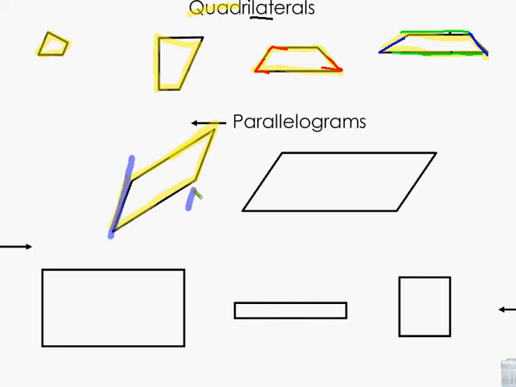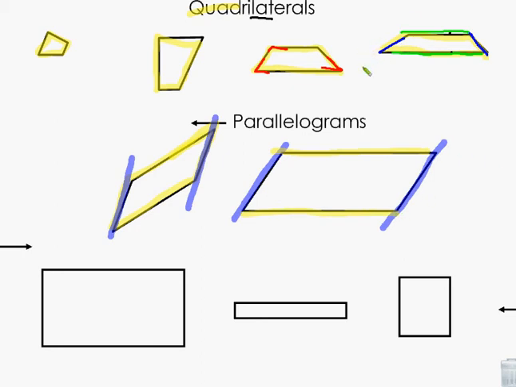Remember, we said that parallel sides or parallel lines never touch one another. Well, these have opposite sides that are parallel. Notice, these two sides will never touch one another. These two sides will never touch one another. Same goes here. These opposite sides are parallel. If they were to go on forever, they would never, ever cross one another. These two sides are parallel. If they were to go on forever and ever, they would never touch.